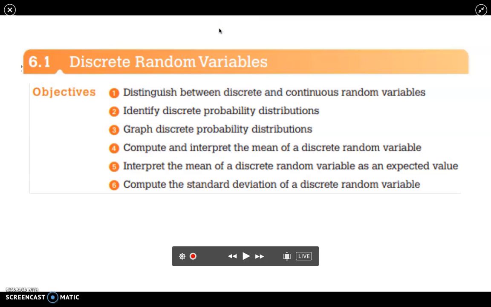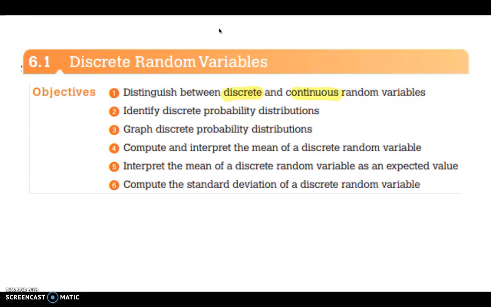Okay, in this video we're going to be talking about discrete random variables. And so here are some of our objectives. We're going to distinguish between discrete and continuous random variables. So discrete are countable and continuous are not countable. We're going to identify discrete probability distributions and we're going to graph them using StatCrunch.